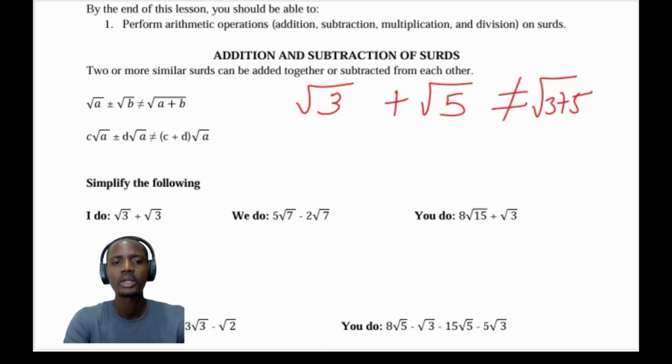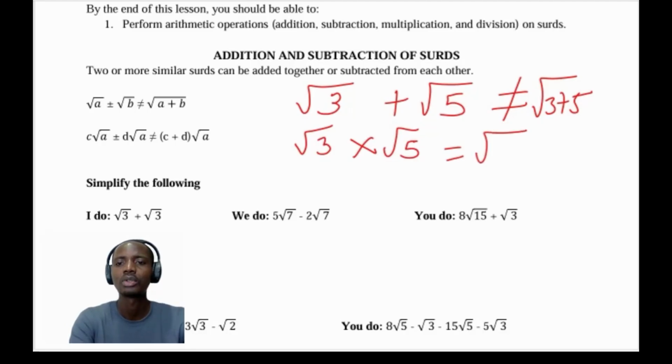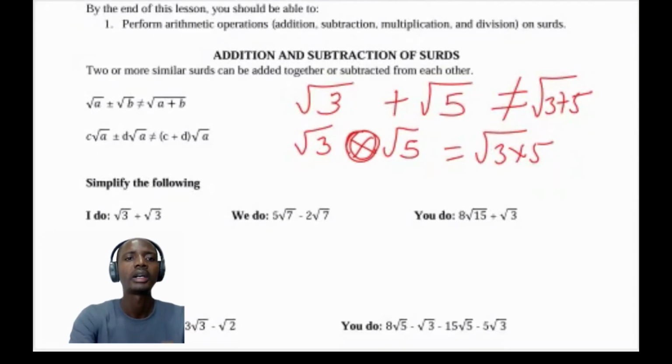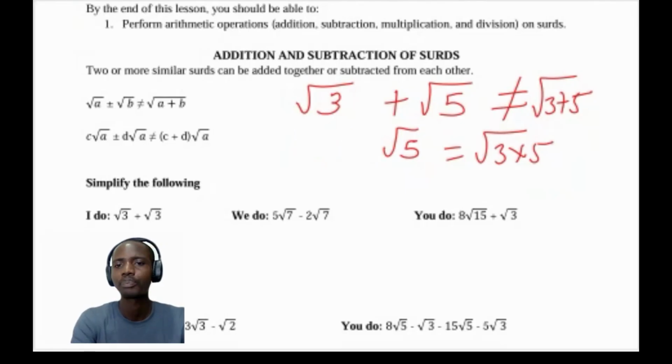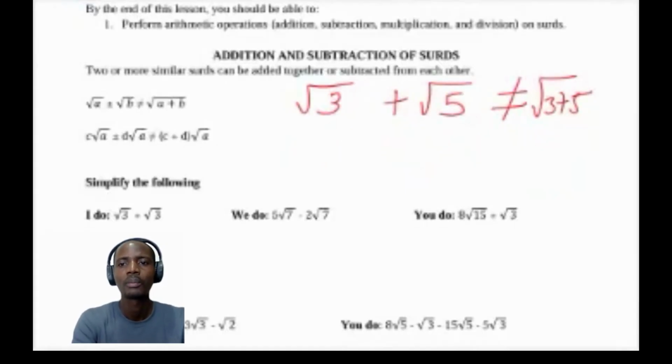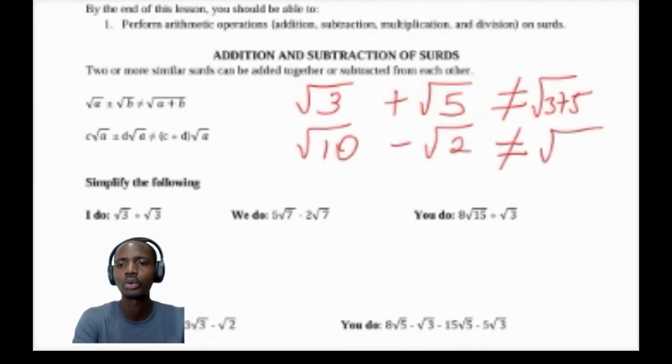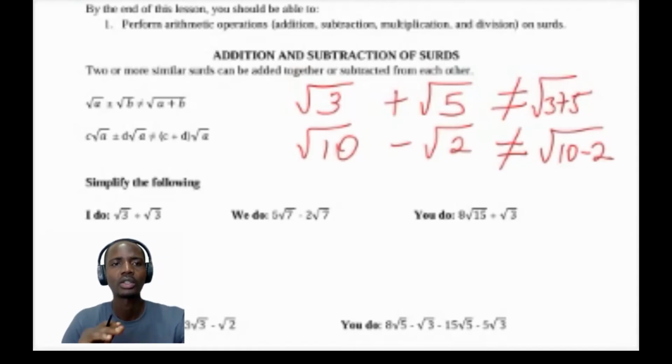Remember the rules of surd we looked at in the previous lesson, that's when we can say that root 3 times root 5, yes, it is root 3 times 5. But if it is addition or subtraction, no, it is not. Also, if I have root 10 minus root 2, it is not equal to root 10 minus 2. No, that will be incorrect.